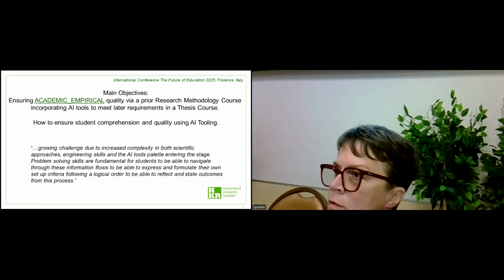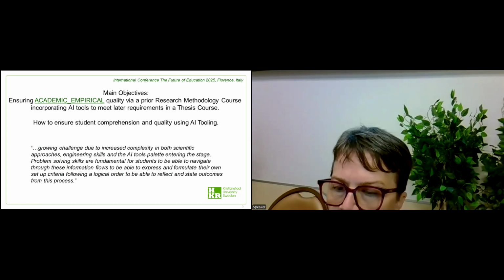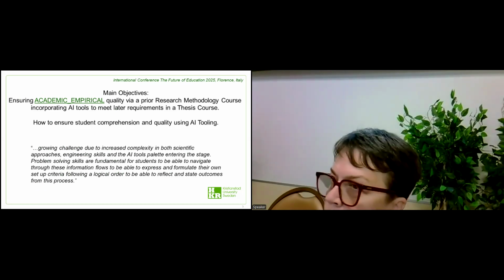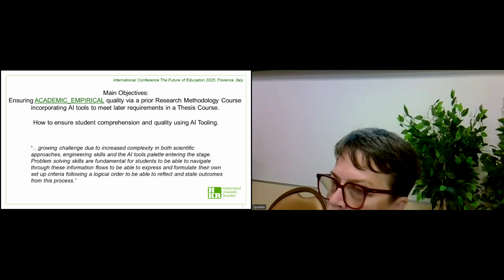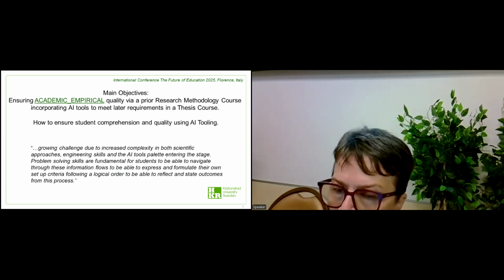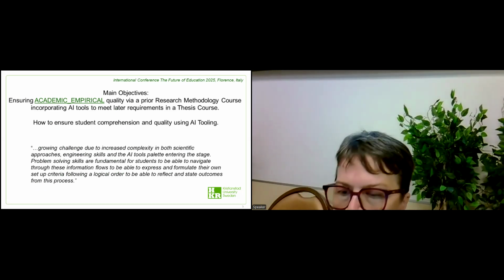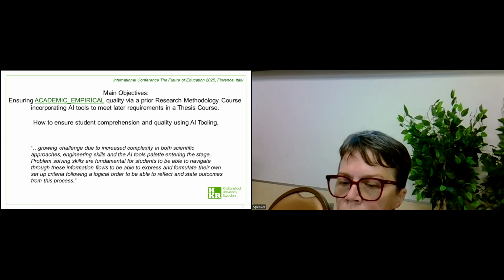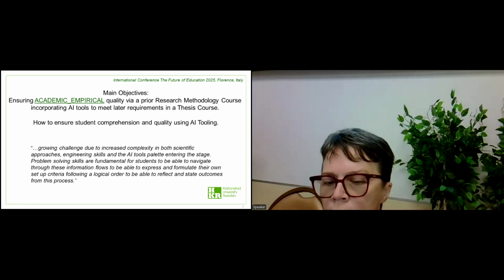So the main objective of this paper is to ensure academic empirical quality. This is done via a research methodology course incorporating AI tools to meet later requirements in the thesis course, and how to ensure student comprehension. This is very much how we ensure this, and how we ensure quality using AI tooling.